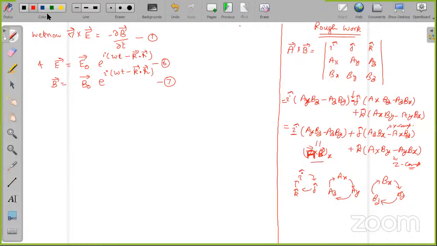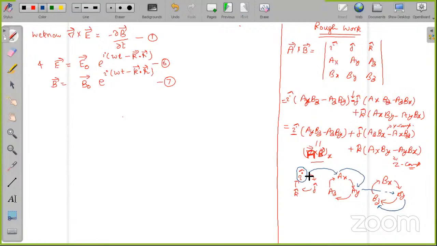Let me change the color of the pen. So the X component is the multiplier of I cap. Now what is in the place of I cap? It is AX. This place has been satisfied. So I will go to the next place. What is corresponding to this? It is BY. That has already been satisfied. So I will go to this place.